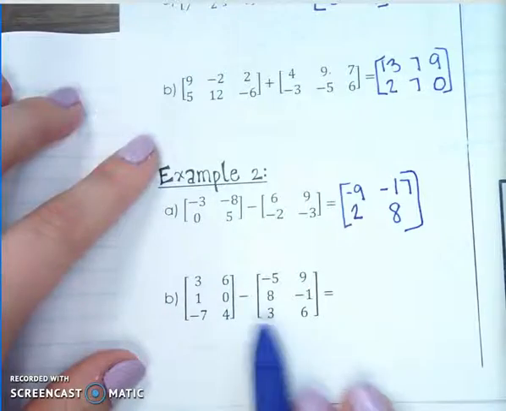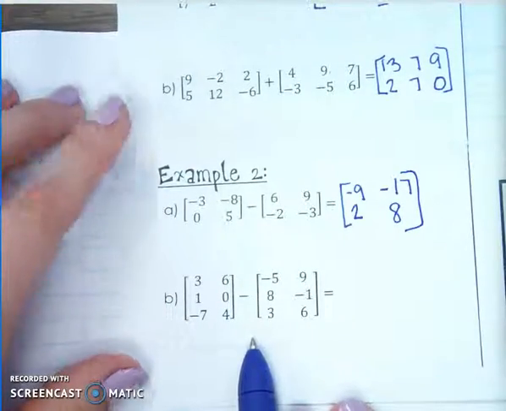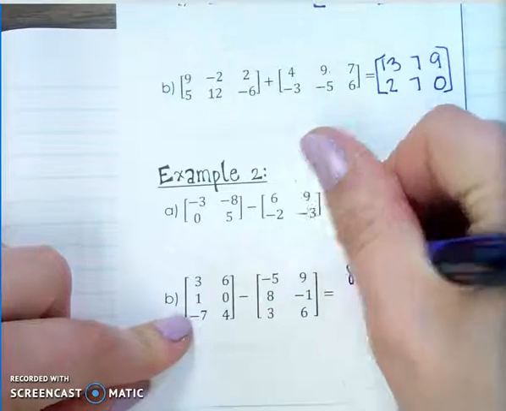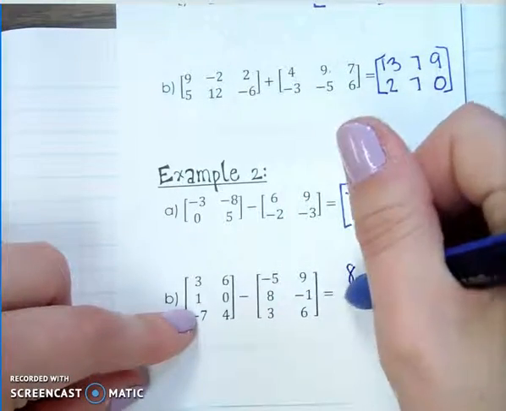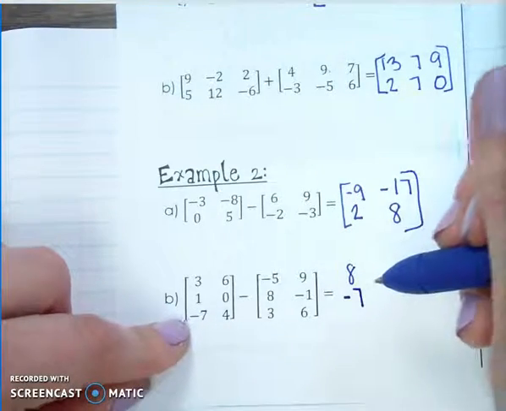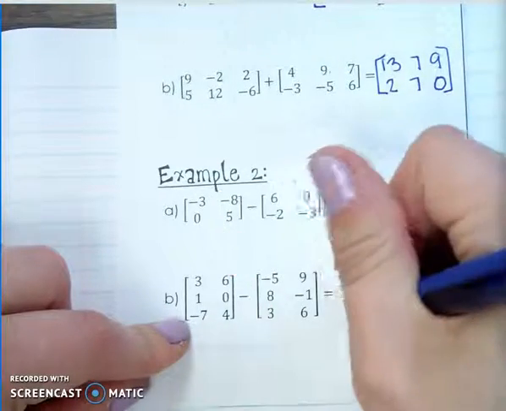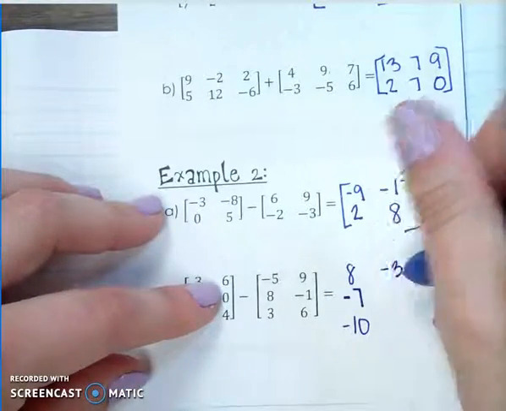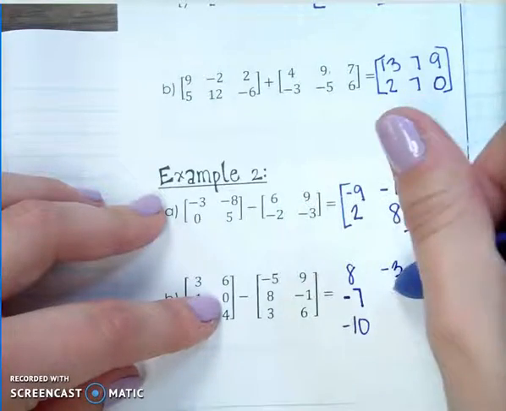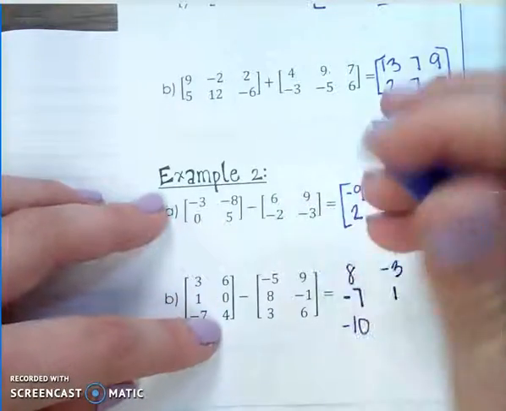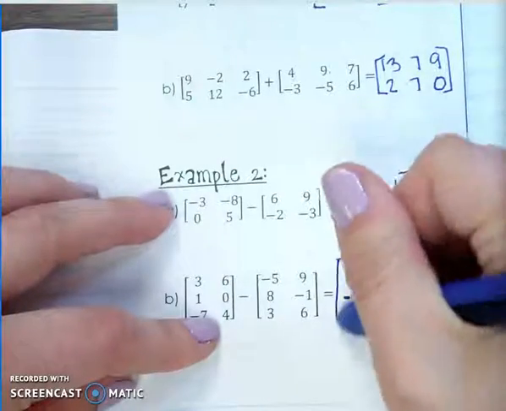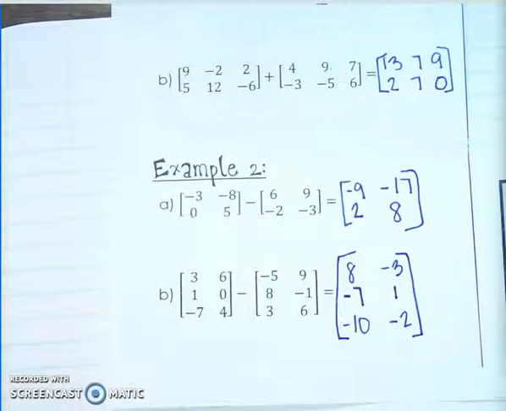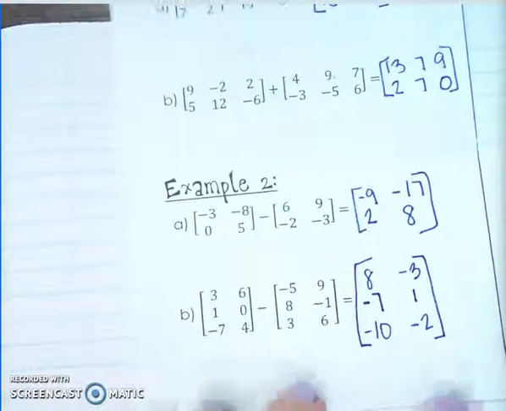Same here, still subtracting even though it's a different arrangement of rows and columns. 3 minus -5 is 8. 1 minus 8 is -7. -7 minus 3, -10. 6 minus 9 is -3. 0 minus -1 is +1. And 4 minus 6 is -2. Okay. So that's adding and subtracting. Simple enough. This can also be done in the calculator, which we will go over.